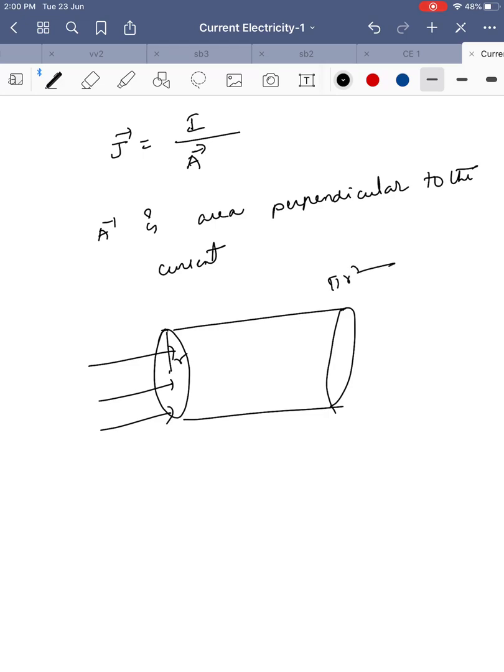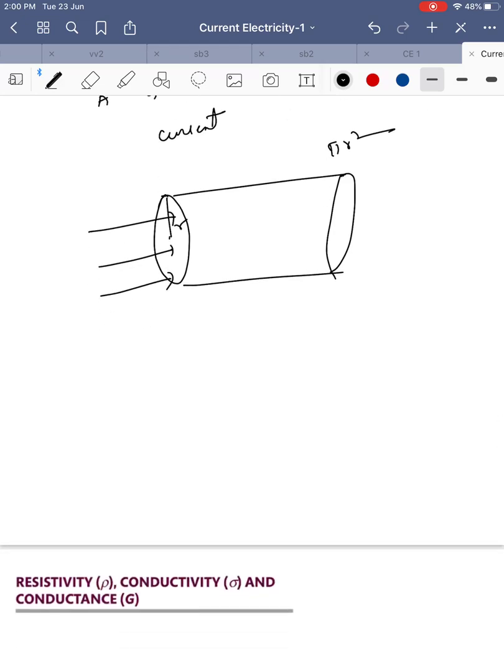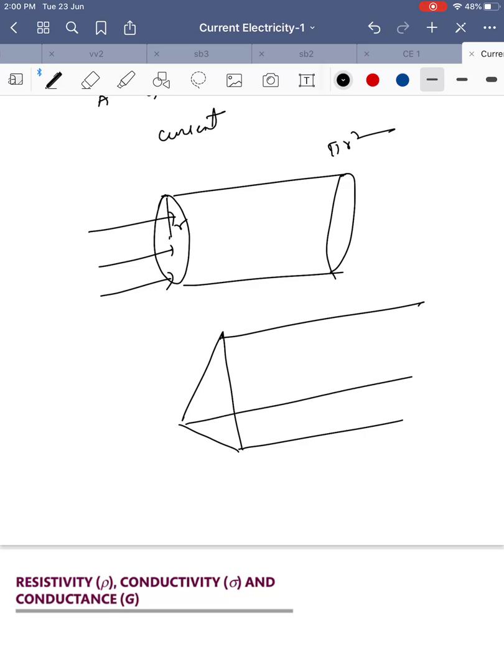If the cross-section is like a triangular one, the area is half B H. So if the breadth and height are given, the area depends on the area which is perpendicular to the current flow. The current is flowing in this direction, so the area should be exactly perpendicular to it.